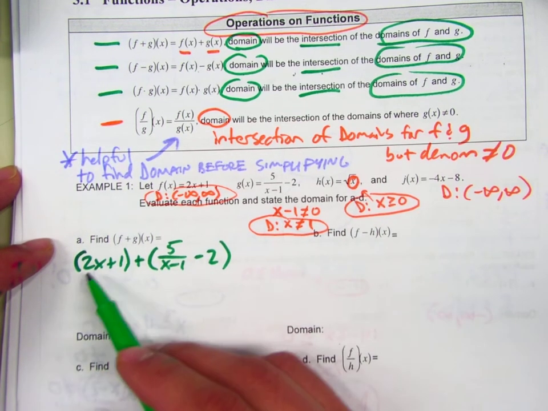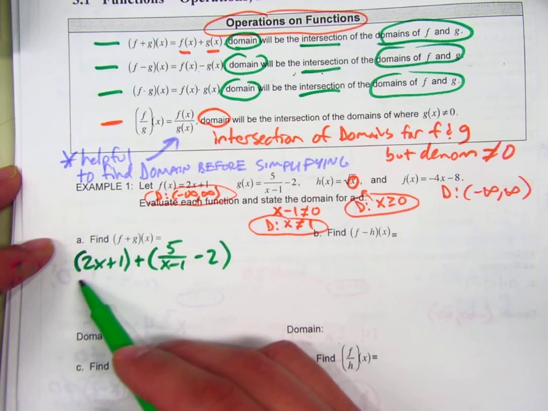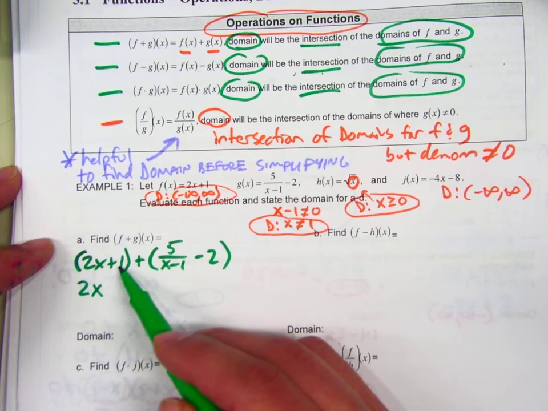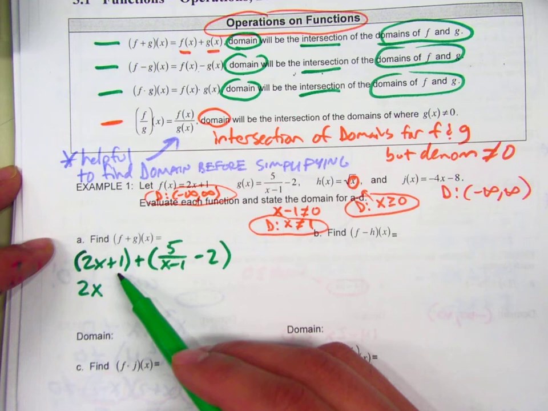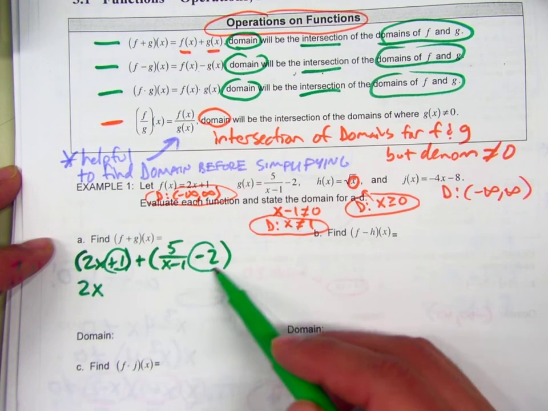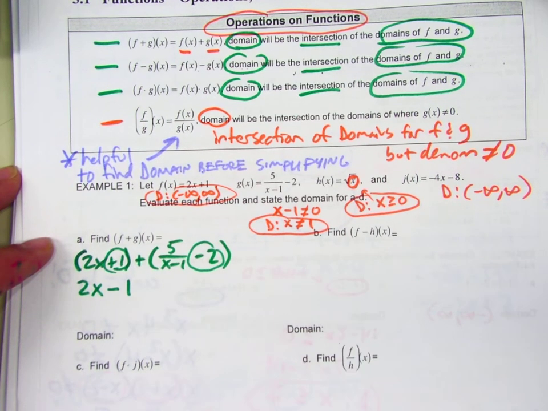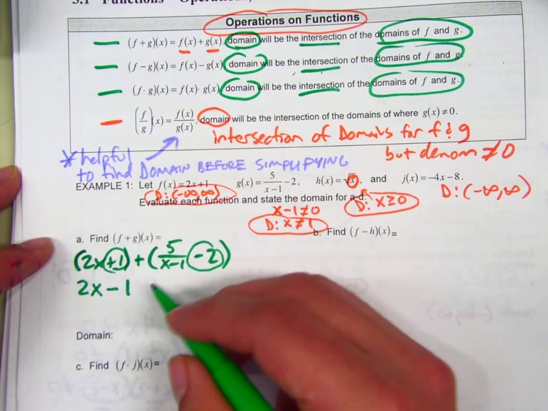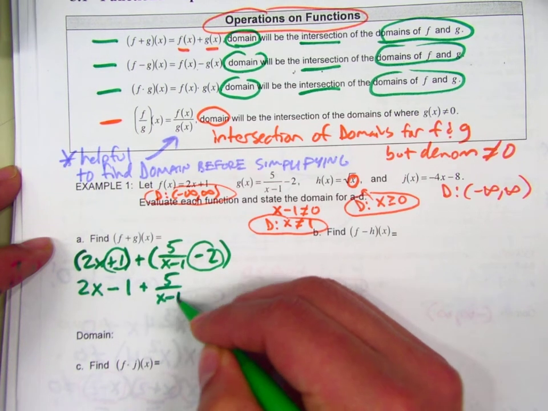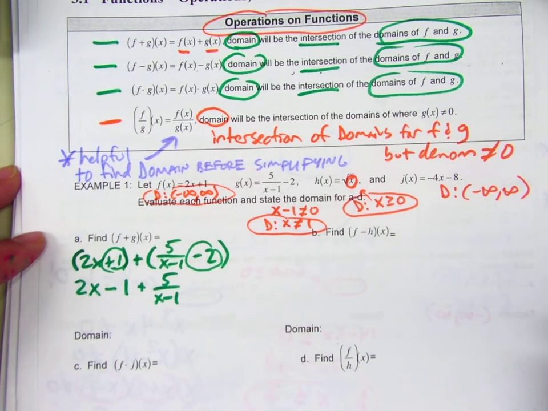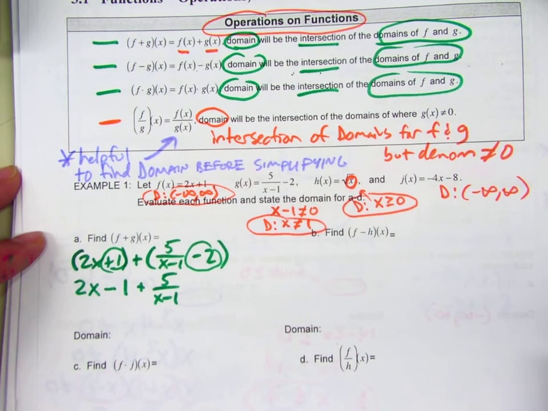The 2x for now is good. Can I combine the 1 with anything? Positive 1 and negative 2 equals minus 1. And then we still have positive 5 over x minus 1. Okay?